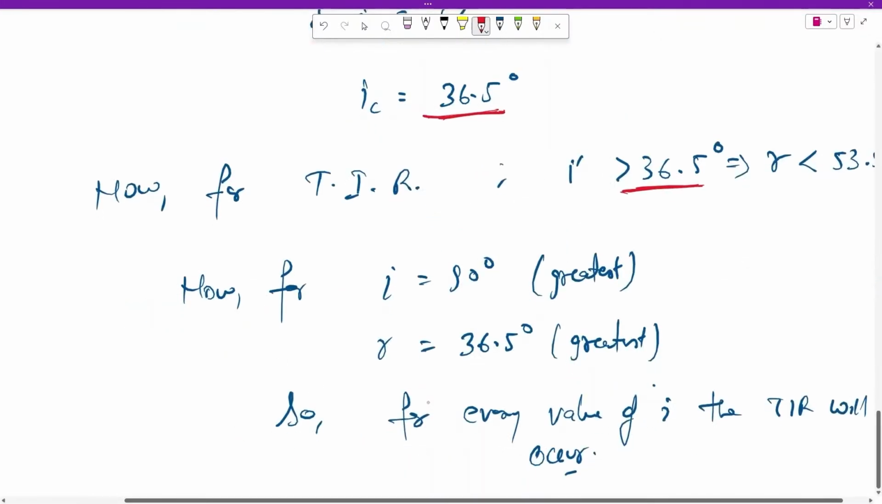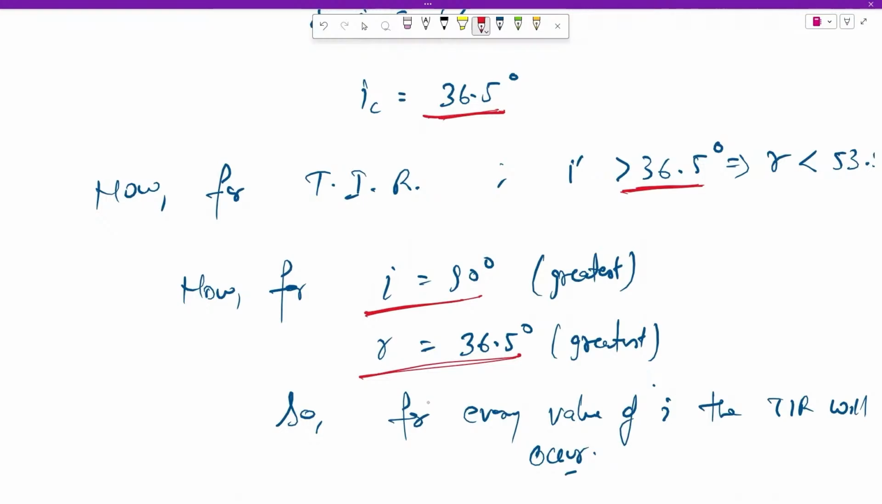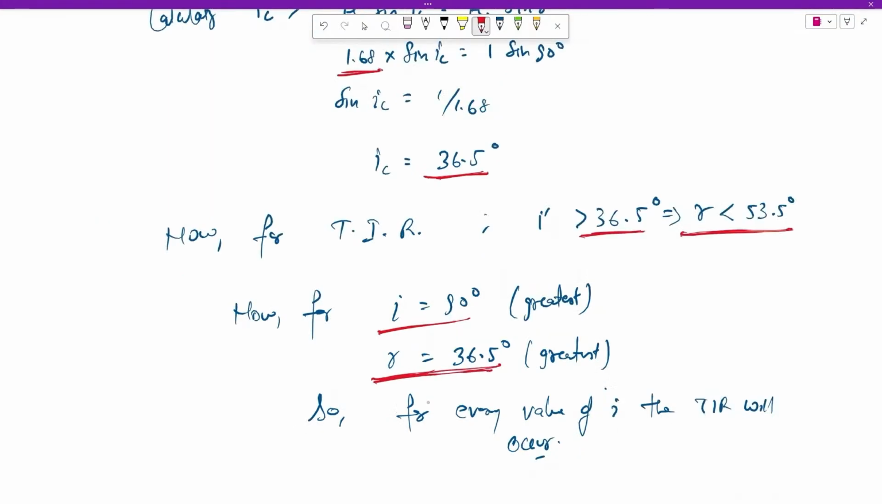So we can conversely say that i is equal to 90 degrees for r equal to 36.5 degrees. Now the value of r is 36.5 degrees, so this value will never cross the maximum permissible value for any given value of i. So we can say that for every value of i, total internal reflection will take place.